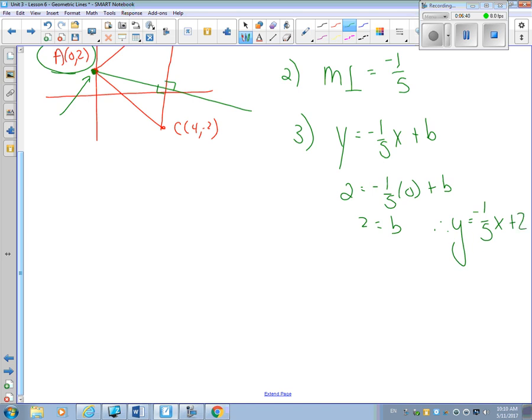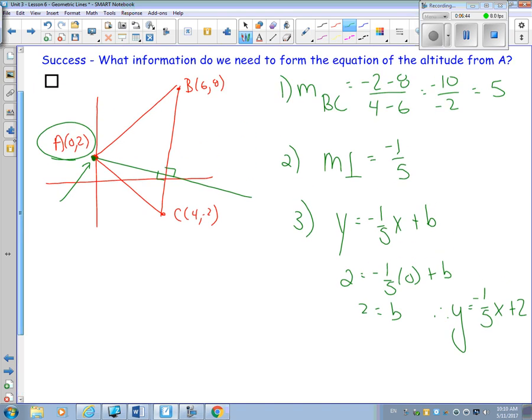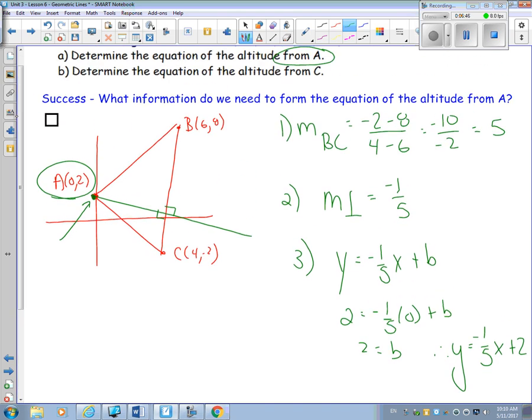Okay. You guys are going to try the next one. You're going to find me the altitude from C. Let's give that a try. So pause it, you try it. So C, I know it starts here. I know it has to hit the other side at a right angle. It's going to have to go somewhere like this, it looks like to me. Yeah, it's kind of a right angle.